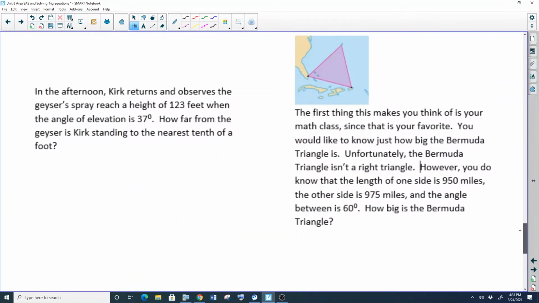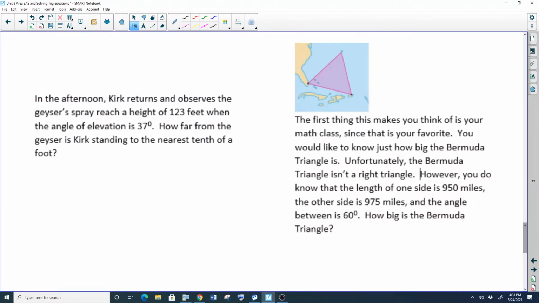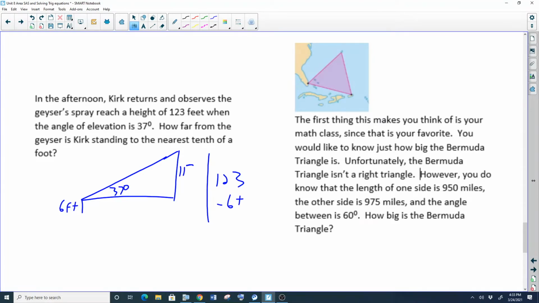Okay, let's see here, just jumping around a little bit. Then we change it, and Kirk returns and tries to do it differently. They give you an angle of elevation, which is 37 degrees. They tell you that it reaches a height of 123. Now don't forget, that's all the way to the ground. Be careful there, because remember they stood like 6 feet tall. So you're going to have to minus that 6 feet, and so this is actually 117. How far from the geyser is Kirk standing to the nearest tenth of a foot?